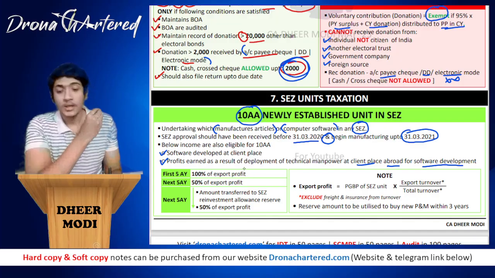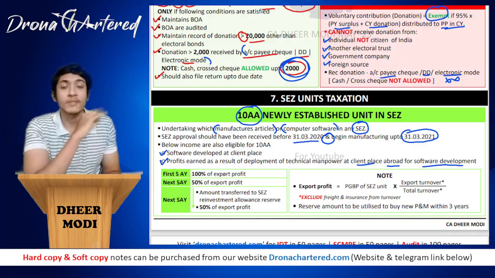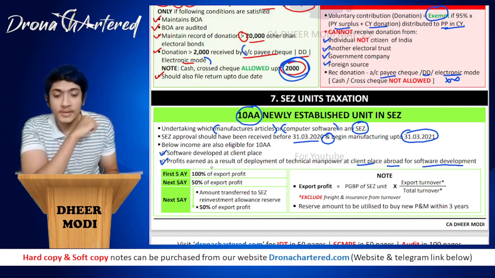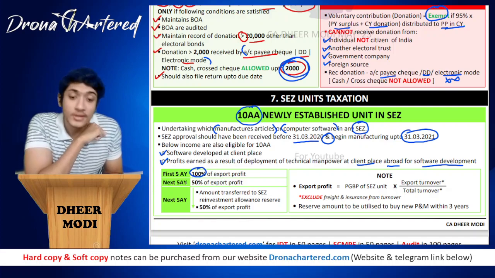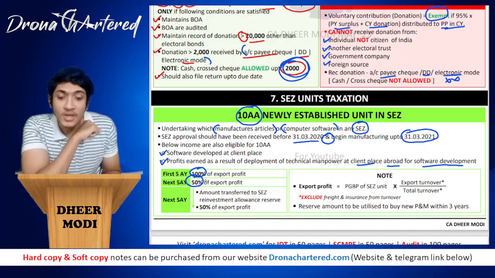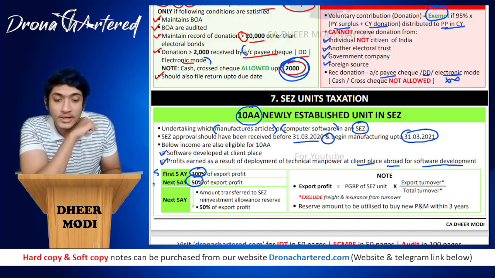Okay, now for the first 5 assessment years, 100% of your export profit will be exempt, that is it will not become taxable. So the first 5 assessment years it is 100%. For the next 5 assessment years it is 50%, and for the next 5 years, so this is cumulative 5, 10, and 15 years.